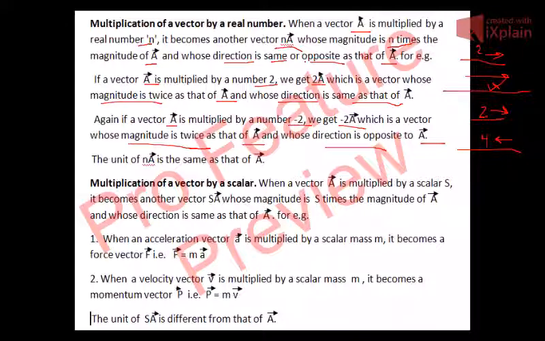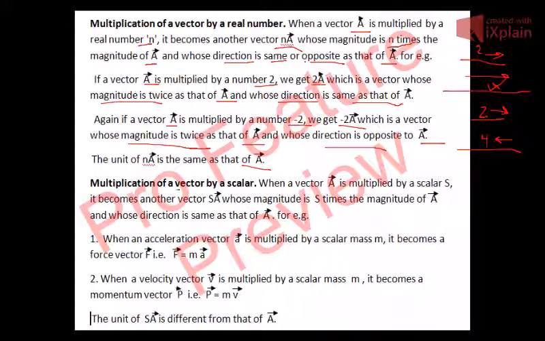Now, the unit of nA is the same as that of A. For example, if A is a velocity, then nA will also be a velocity. If A is a force, then nA will also be a force. It cannot be velocity. So by saying that the unit of nA is the same as that of A, we mean both vectors are of the same nature.